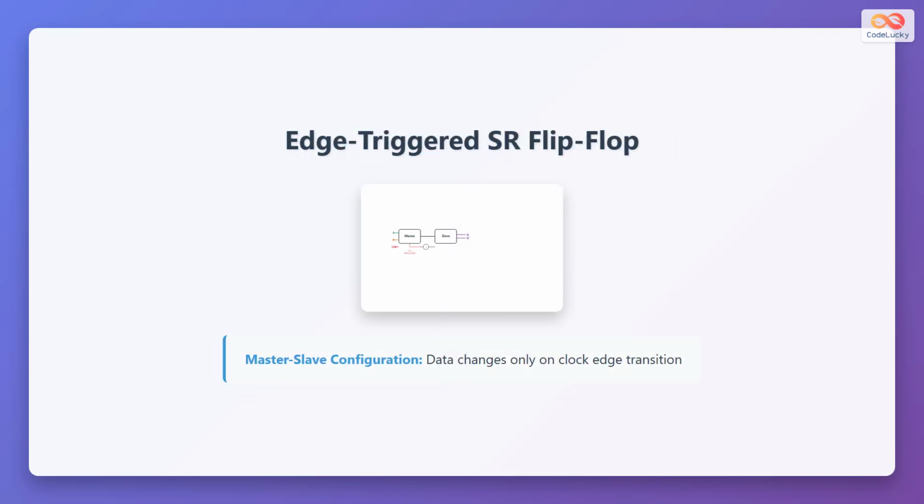This is a diagram of an edge-triggered SR flip-flop. It consists of two latches, a master latch and a slave latch. The clock input controls the state of these latches, ensuring that data changes occur only at the edge transition of the clock signal. As shown, the clock input is connected directly to the master latch, and through a NOT gate to the slave latch. The S and R inputs are fed into the master latch. The master latch passes its output to the slave latch, and the final outputs Q and Q' are taken from the slave latch. This master-slave configuration ensures that the flip-flop is only updated at the rising edge of the clock signal.